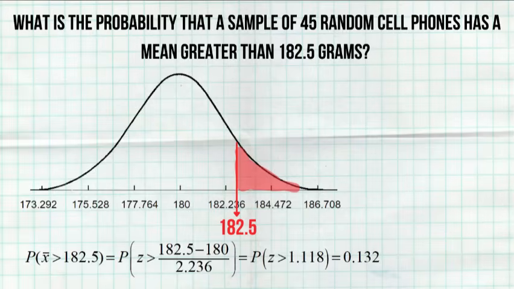And using technology, we get a probability of 0.132. So there's a 13% chance that a sample is going to come back 182.5 grams or higher. Now that's not weird at all. 13.2% probability is not unlikely by any stretch of the imagination. So if I did get a sample mean above 182.5, I'd be like, oh, hey, guess what? Samples vary, no big deal.